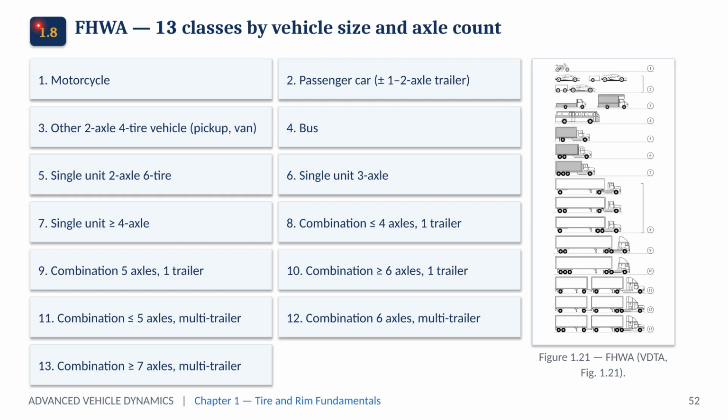The FHWA system divides vehicles into 13 classes by size and axle count. Class 1 is motorcycles, Class 2 passenger cars with or without a 1 or 2 axle trailer, Class 3 other 2-axle 4-tire vehicles such as pickups and vans, and Class 4 buses. Class 5 is single-unit 2-axle 6-tire vehicles, Class 6 single-unit 3-axle, and Class 7 single-unit with 4 or more axles. Classes 8 to 10 are combinations with 1 trailer, split by axle count: up to 4, exactly 5, and 6 or more. Classes 11 to 13 are multi-trailer combinations, split the same way.